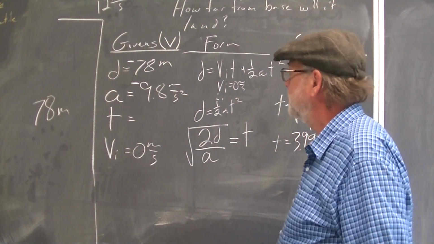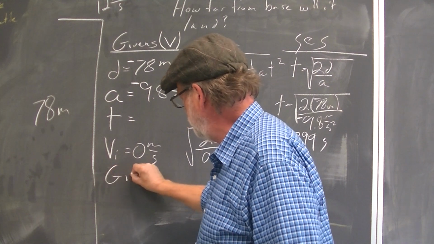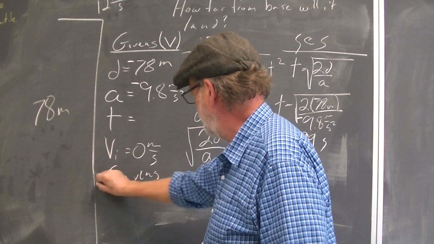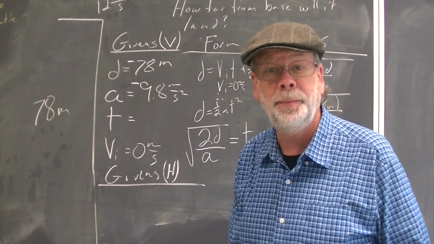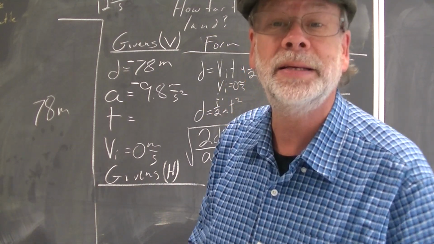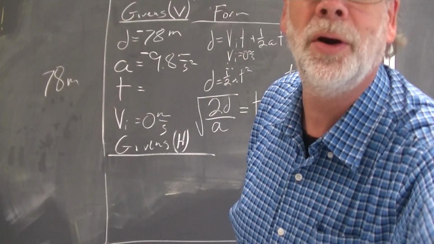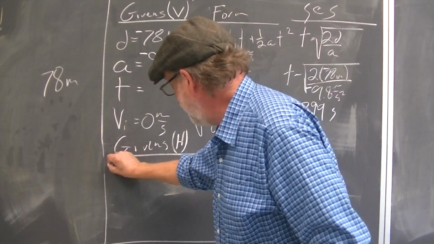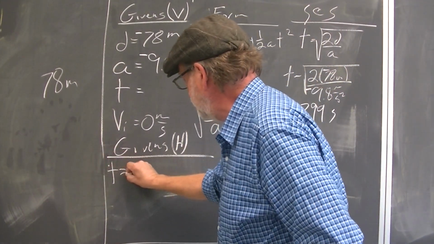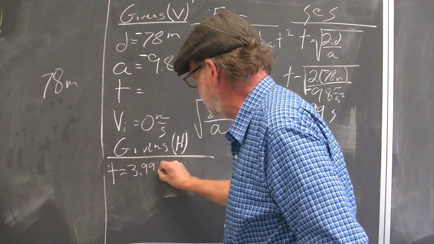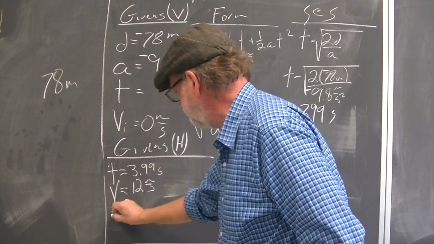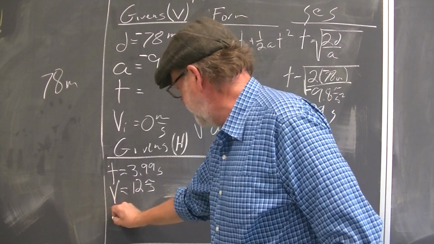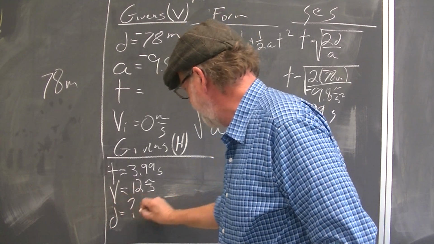3.99 seconds. And now we do givens, but these are givens horizontal. Nice and simple givens horizontal. What do we have? Well, we have our time equals 3.99 seconds. Our velocity is 12 meters per second. And then we're looking for distance.